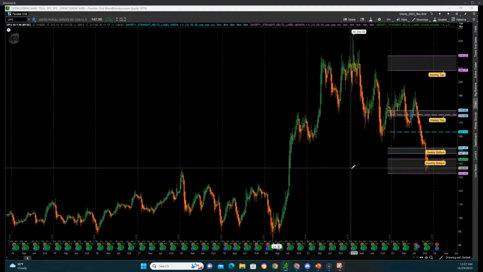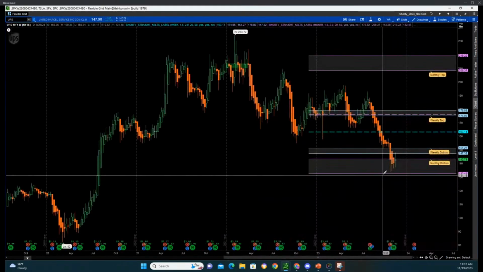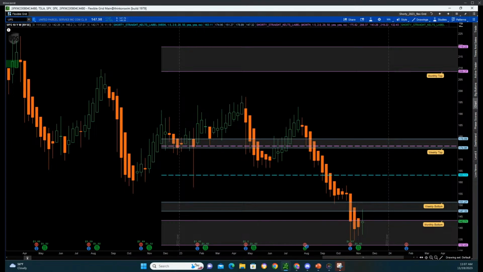UPS coming up here on an interesting level as well. It hit the monthly bottom. And now it's trying to reclaim it, and then it has a weekly bottom. So it has a really, really high chance as long as it's above 143. Actually a good stock for the dividends as well. So I'm gonna go ahead and add this one.